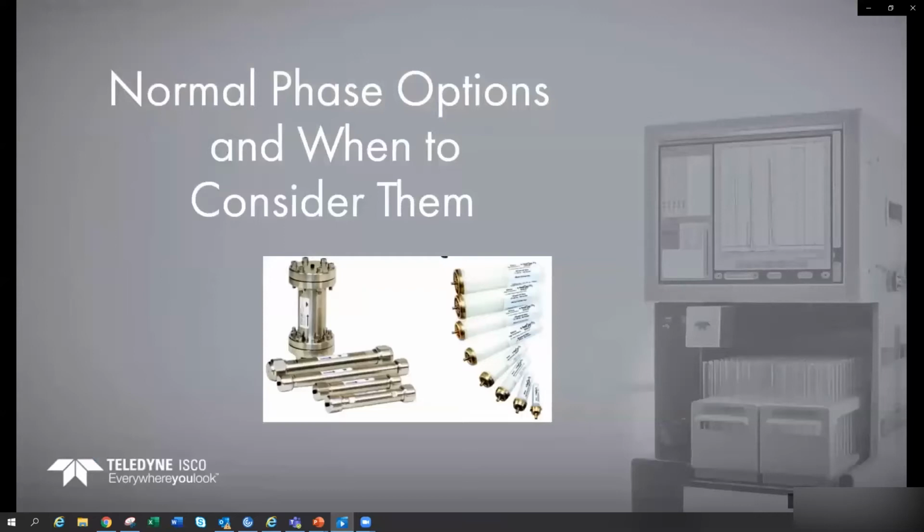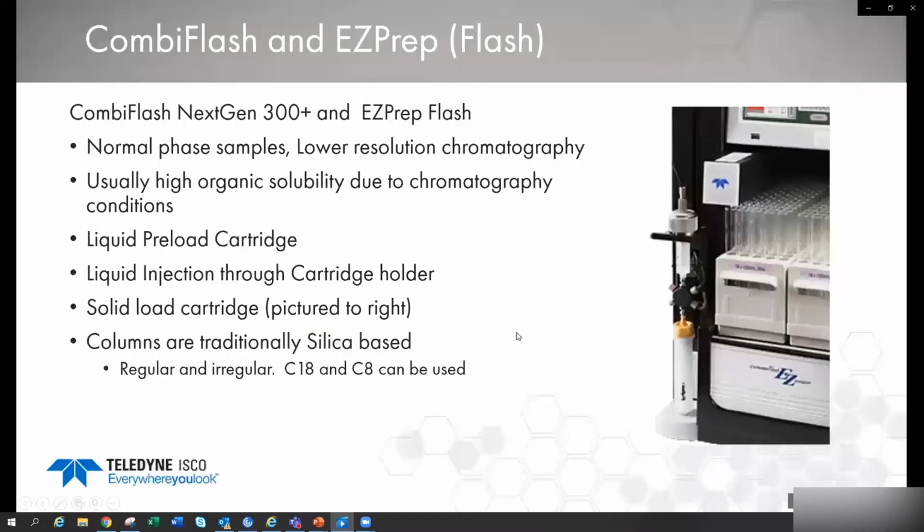The columns that you can see over here on the right are the flash columns, and I'm going to get into them first. We have a NextGen 300 Plus, which is our typical instrument that we try and use for that type of chromatography, as well as the EasyPrep flash system.